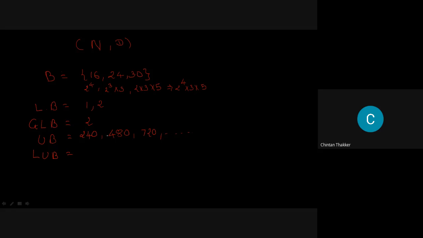Now here 240 divides all the multiples. So 240 is the least upper bound. This way you can easily find the lower bound, upper bound, least upper bound and greatest lower bound.